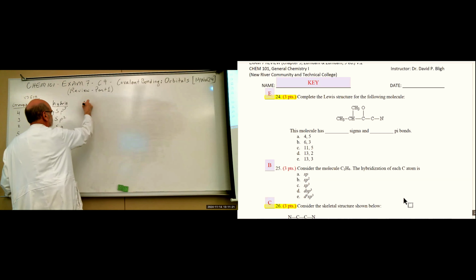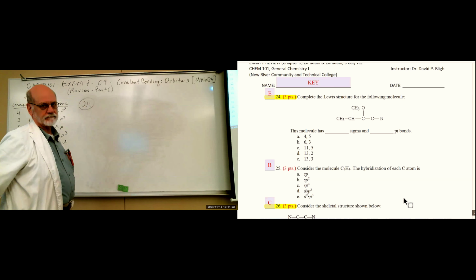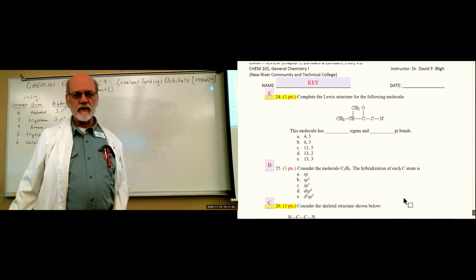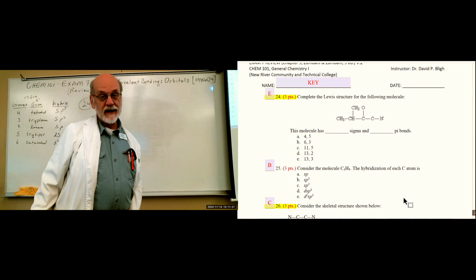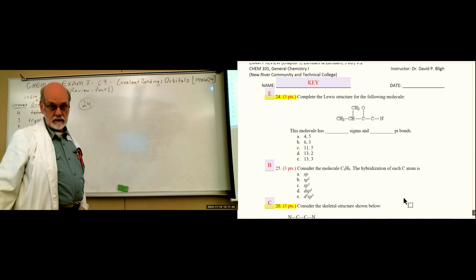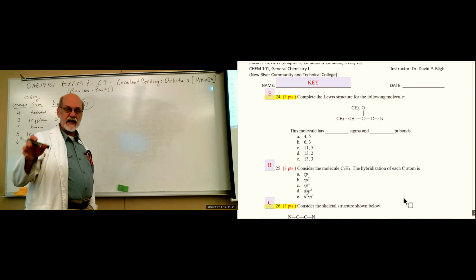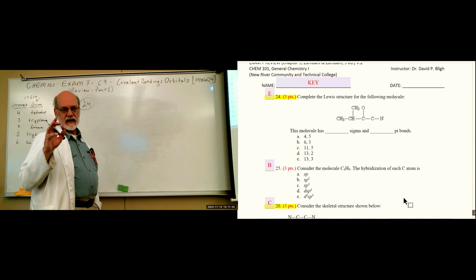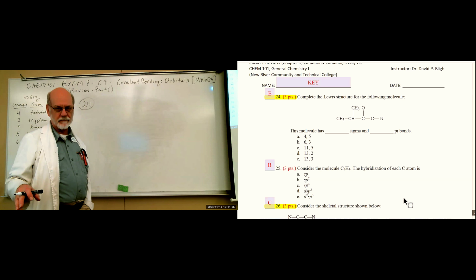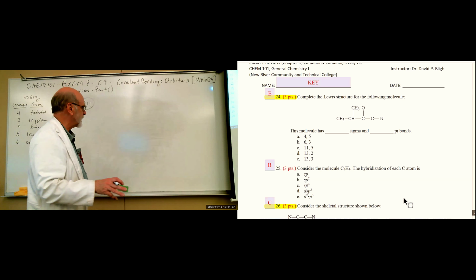24. Complete the Lewis structure for the following molecule. Okay, it gives you part of it. It doesn't finish it for us. And then it asks you how many sigma and how many pi bonds are in this molecule. Okay, so here we go again.